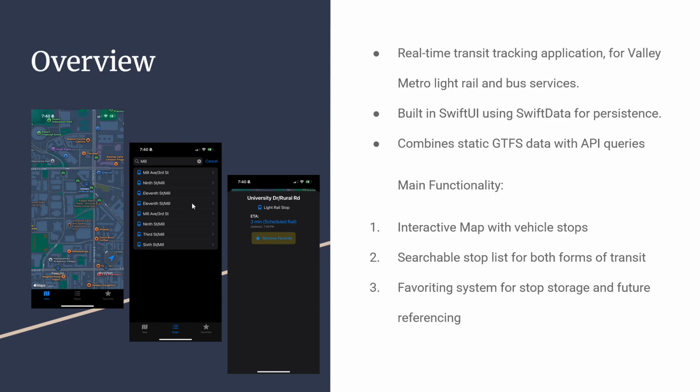Stops allows for a fully generated list of all the light rail stops, as well as a manual search functionality. If you were to click on one of the annotations or on one of these search stops within the list, it'll pop up with a little page that'll show the current ETA for the scheduled rail, as well as when it was last updated, and the ability to favorite and unfavorite it. This one's currently favorited.